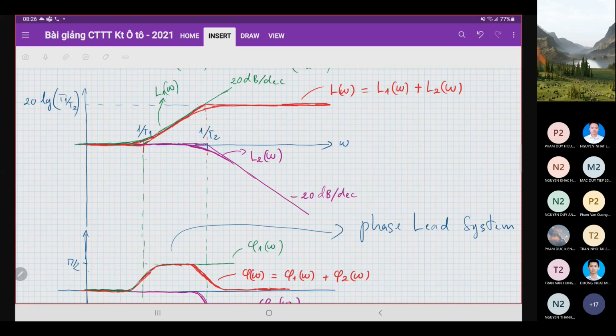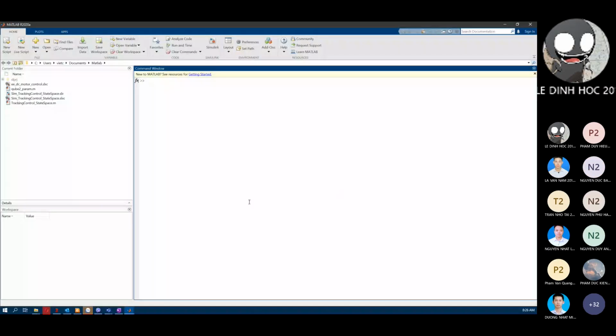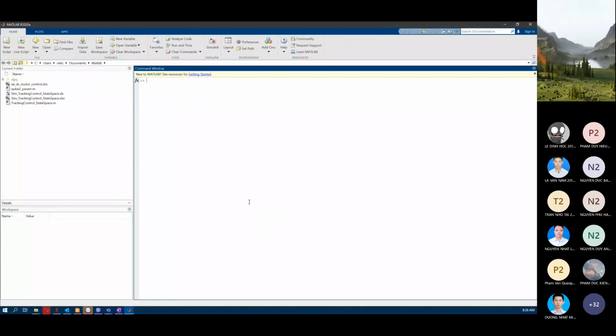Okay, you come back and we continue the class. I already opened my MATLAB program in order to simulate the behavior of the lead-lag system here. I will show you my MATLAB window. In order to do that, I will introduce you to a new tool of MATLAB. We call it Simulink.